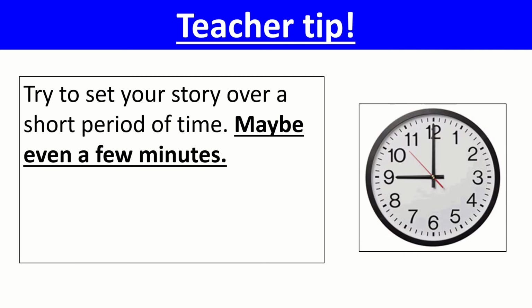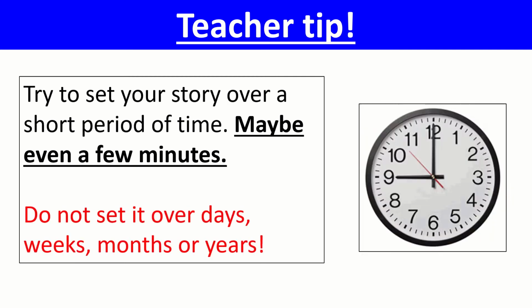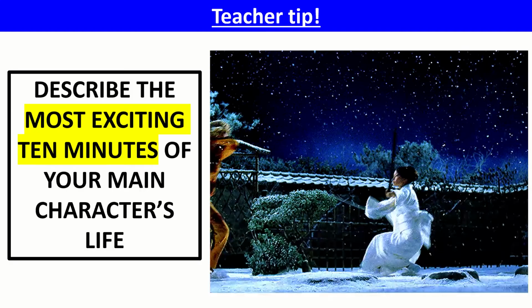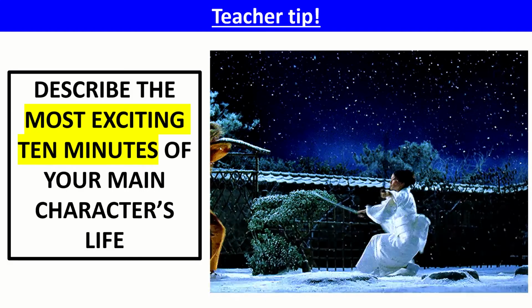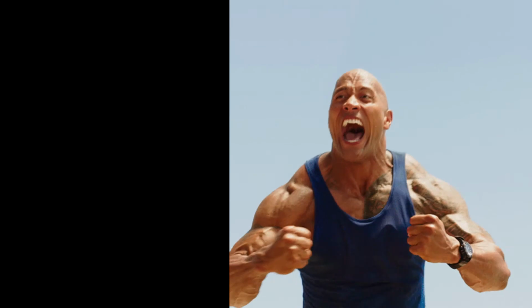Tip 5, set your story over a short period of time. So try to set your story over a short period of time, maybe even a few minutes. Don't set it over days, weeks, months, or years. You've only got 45 minutes. You've only got 2 pages. So my advice to students is describe the most exciting 10 minutes of your main character's life. So an exciting 10 minutes.